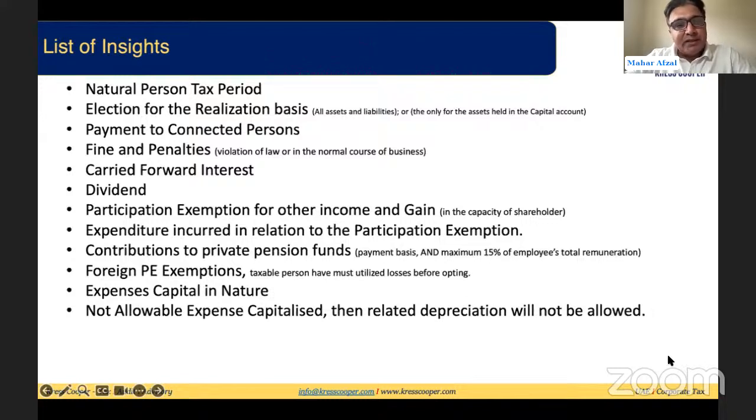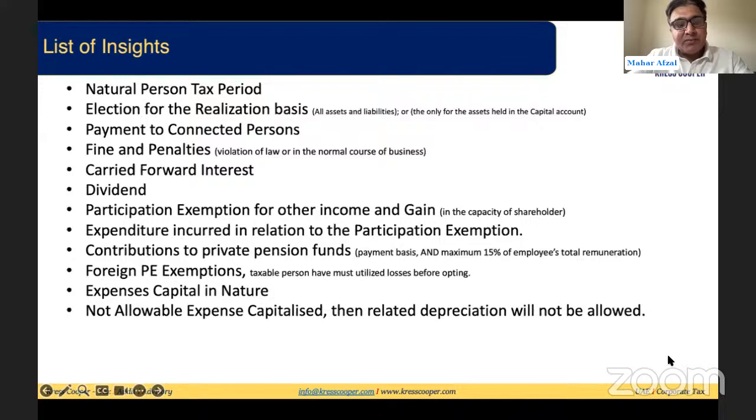Dividend, as Faiza said: dividend from a local juridical person is exempt; from a non-juridical person or a foreign juridical person it is exempt subject to the participation exemption conditions. Other than this, it is participation exemption revenue. So dividend, this is tricky. If you are receiving a dividend from a local juridical person, it is exempt without any condition. But if you are getting a dividend from a foreign juridical person, that is exempt subject to certain conditions.